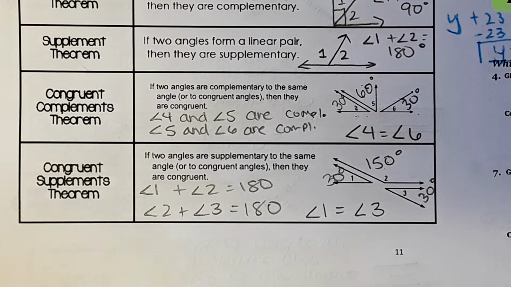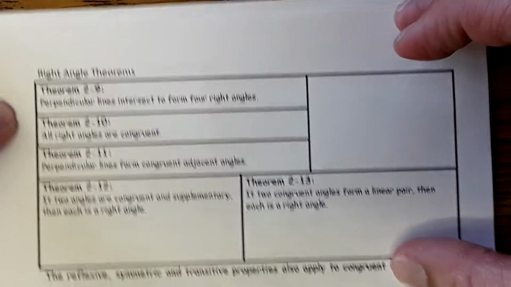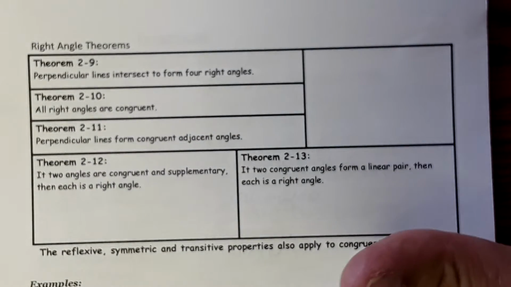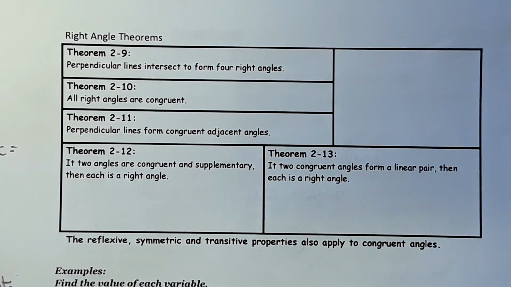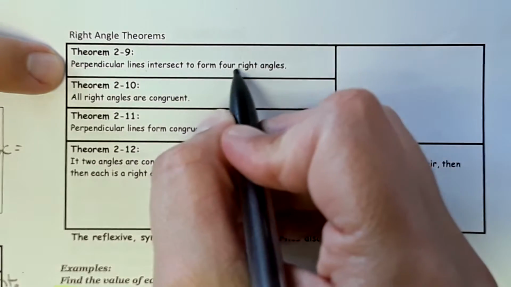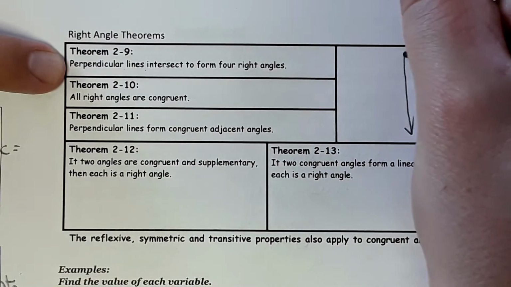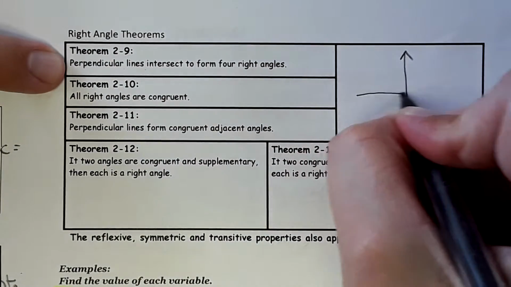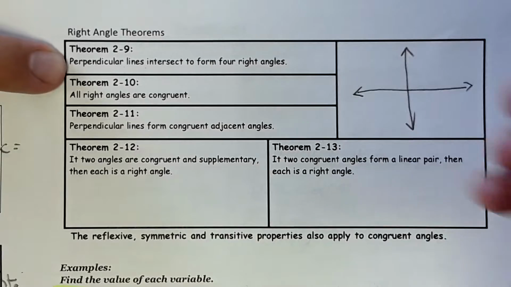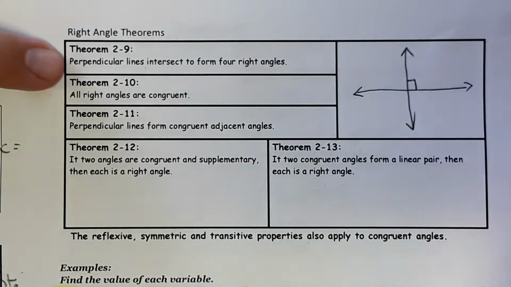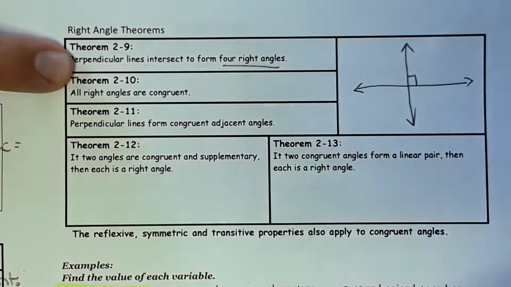Okay, thank you. Next, moving on to the next page. Right angle theorems. These are very much common sense, but they do come up in proofs once in a while. Theorem 2-9: perpendicular lines intersect to form 4 right angles. Perpendicular lines are lines that look like this. They form that right angle, but they actually form 4 right angles.